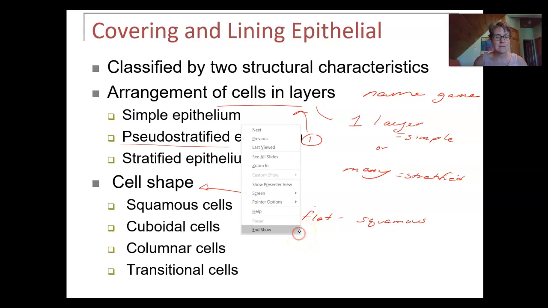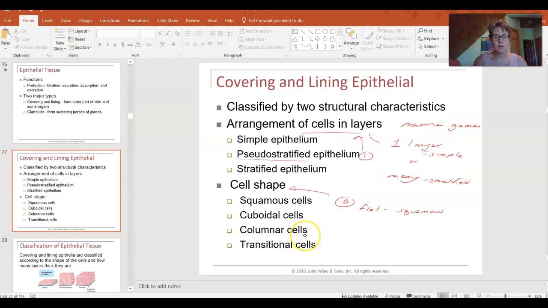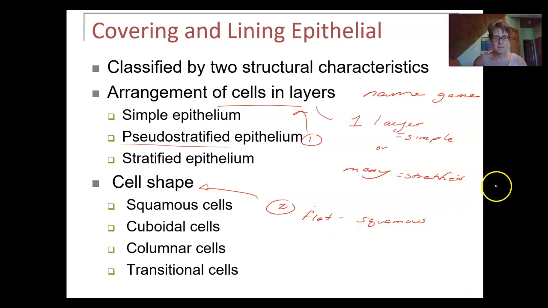Am I boxy? I'm boxy, I'm cuboidal. Am I tall and thin? No, I'm not tall and thin, but some of you guys are. Then my name game is columnar.